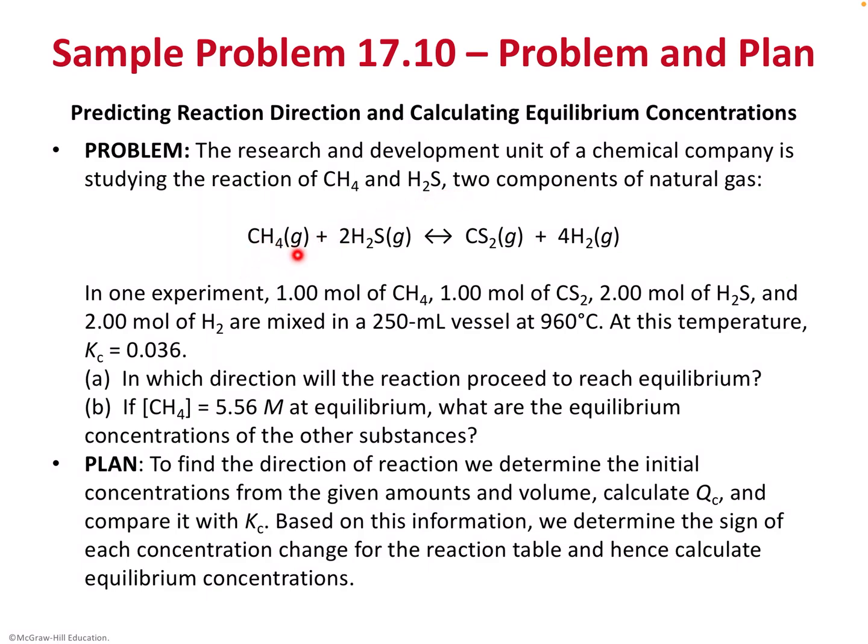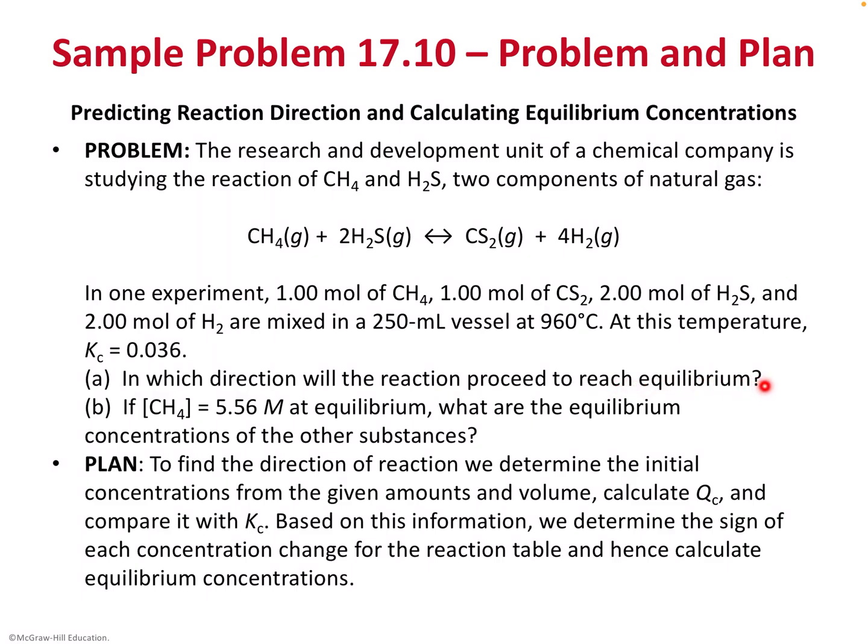So CH4 and H2S giving you carbon disulfide and 4 hydrogen. So this is the balanced equation. In one experiment, 1 mole of methane, 1 mole of carbon disulfide, 2 moles of H2S and 2 moles of hydrogen are mixed in a 250 milliliter vessel. Kc is given to us. In which direction will the reaction proceed to reach equilibrium?